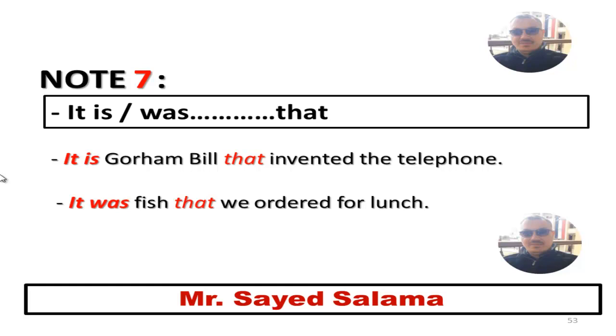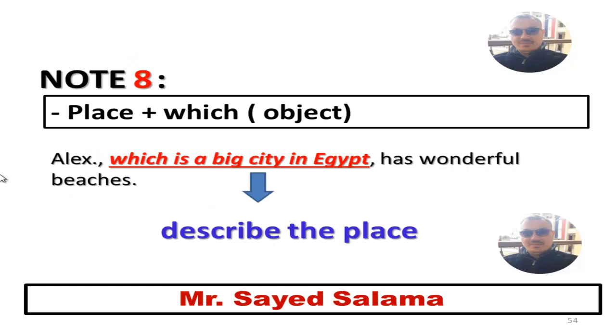This is number 7. The next and the last one, I think: Alex, which is a big city in Egypt, has wonderful beaches.